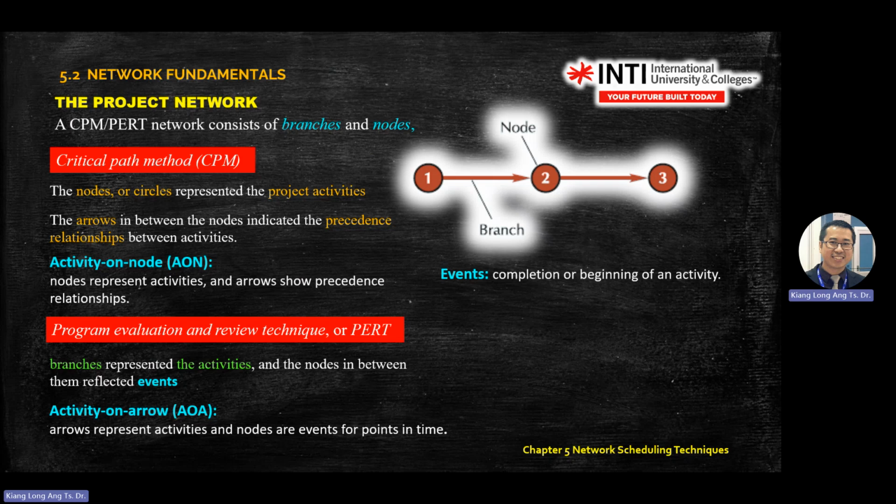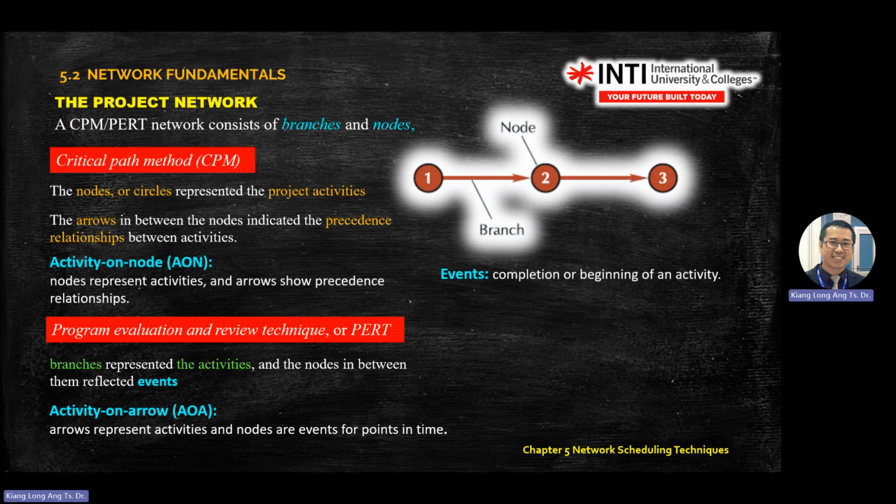So there are two. CPM, or critical path method. There's a term called AON, activity on the node. Activity on the node means your activity names will be here. This is AON. Activity on the node.